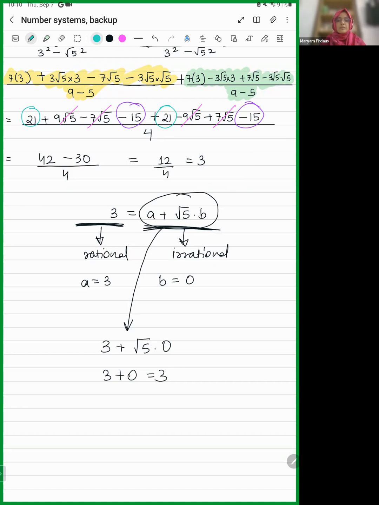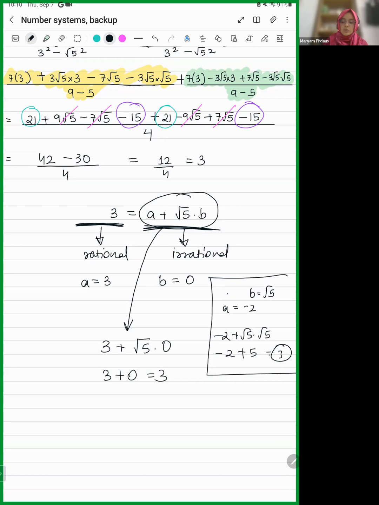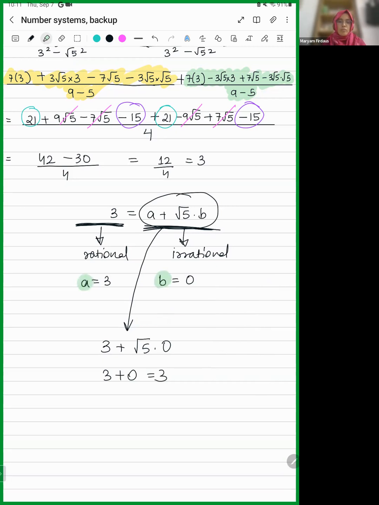0. I mean, there's one more possibility you could have, but I'm trying not to discuss it here because then you'll get confused. And that is that if your B is root 5 and your A is minus 2, then it will become minus 2 plus root 5 into root 5, which is minus 2 plus 5, which is 3. So again, it would give you the same answer. But usually in such questions, your A and B have to be rational numbers. So that is why we do not consider that possibility.